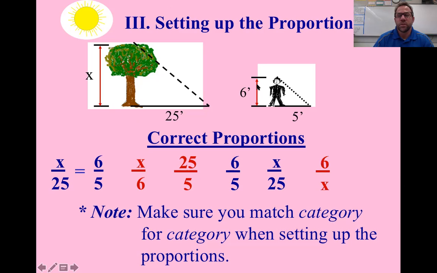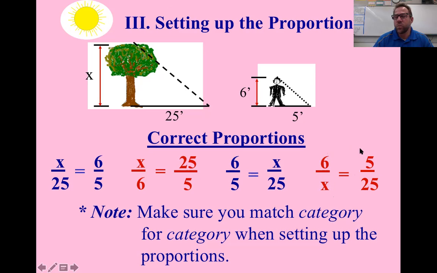If we go 6 compared to X, so the man compared to the tree, then we would go the man's shadow compared to the tree's shadow. So it'd be 5/25. And oh, there's my equal signs. I don't know why they were coming in late. Okay, so there's our proportions. So there's 4 different ways that we could set this up, and in each of those, we could figure out what X represents.